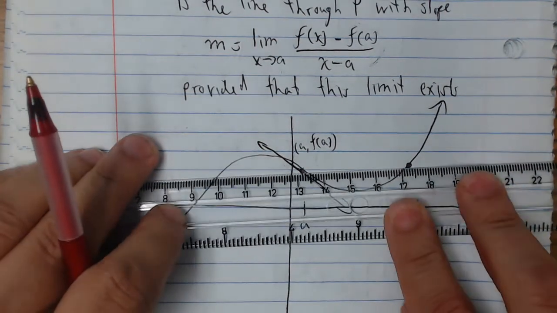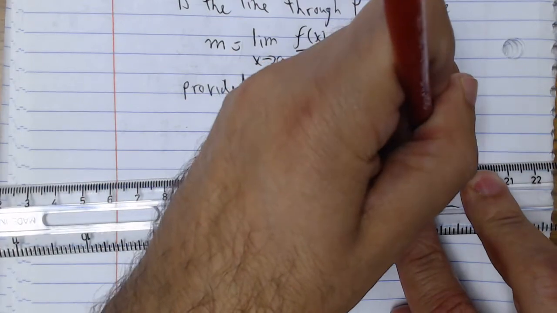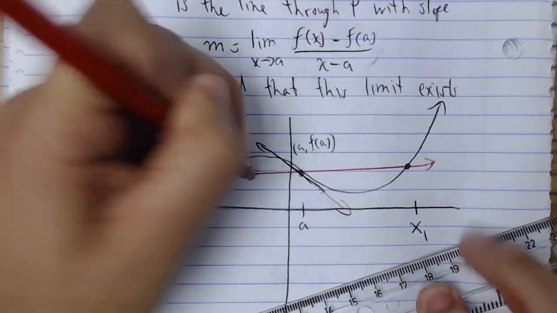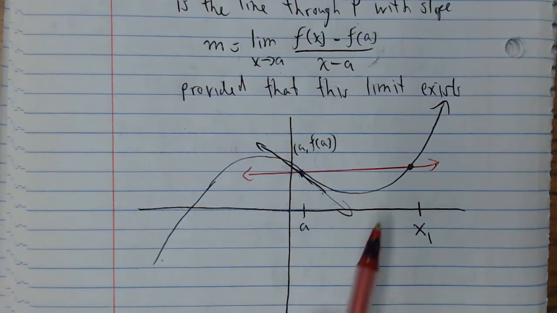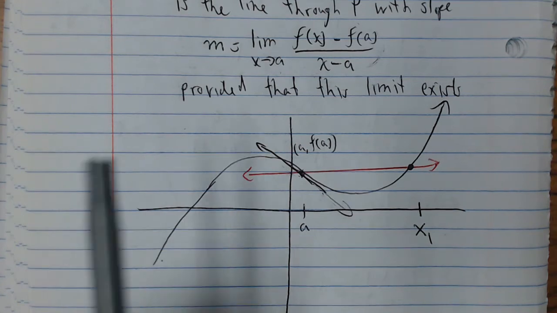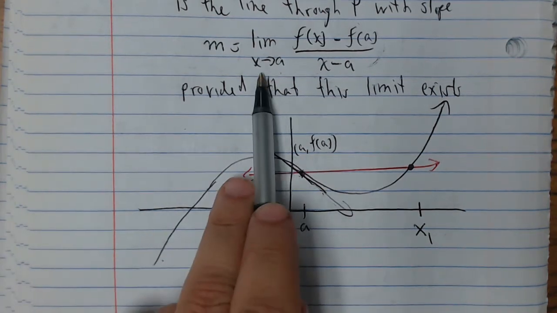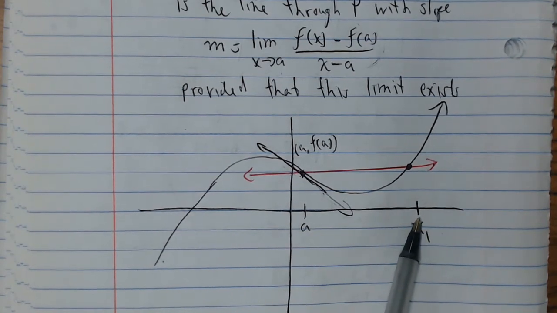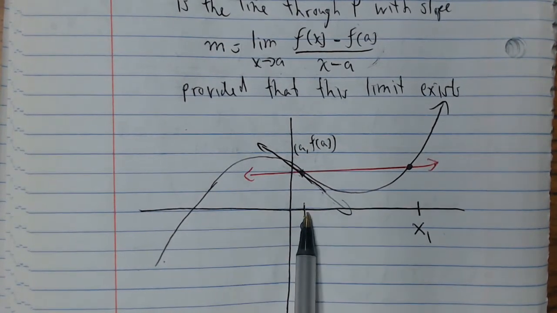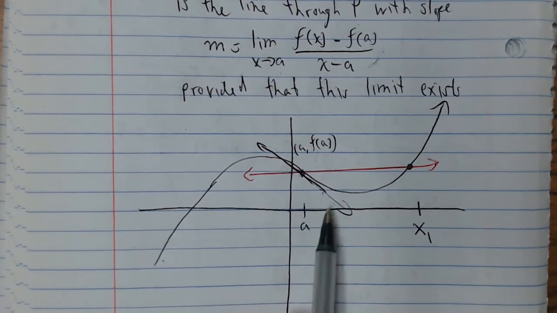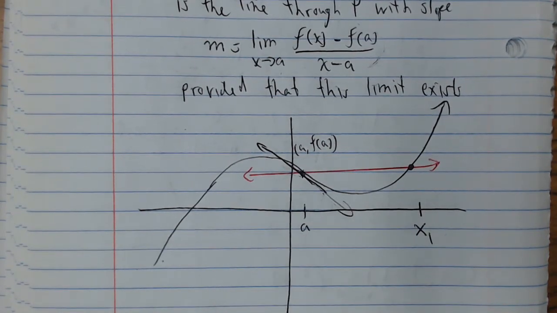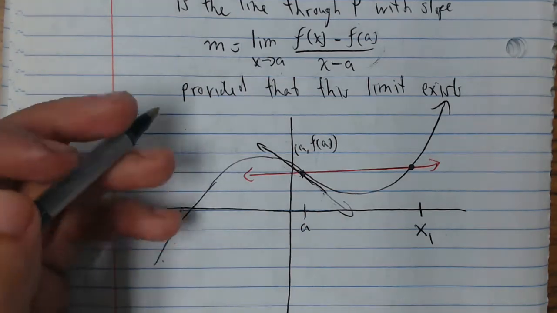We get the slope of that line, which clearly, the slope of the red line is nowhere near the slope of the tangent line. But what are we doing? What is this saying? The limit as x approaches a. So what I want to do is with this x, I want to get this x closer and closer to a. And as x gets closer and closer to a, we'll notice that something happens to the slope of the secant line.